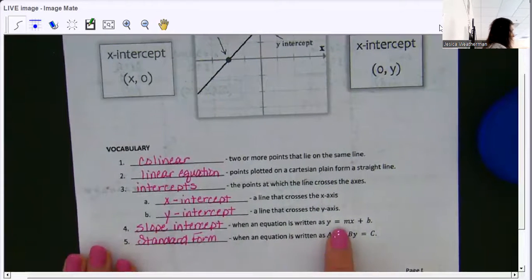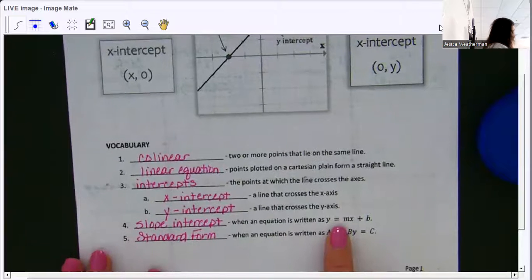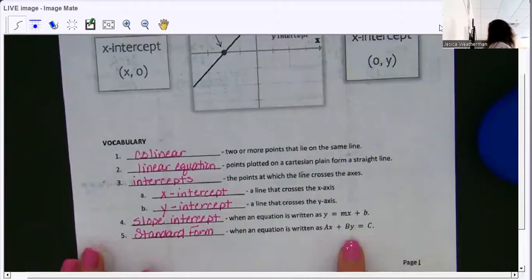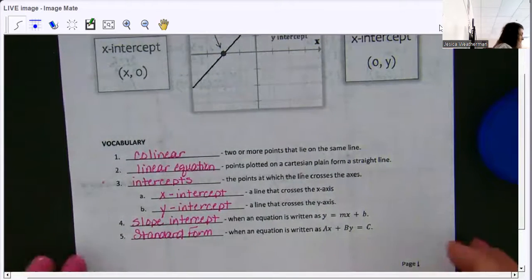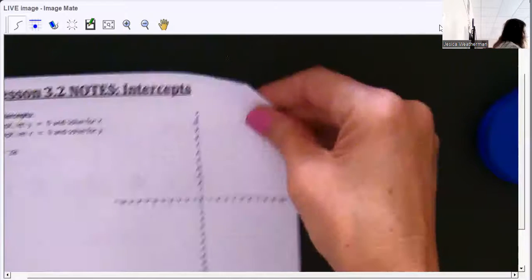Slope-intercept is when an equation is written as y equals mx plus b. Standard form is when ax plus by equals c is the form that you're seeing, and that's what we're going to work with today, the standard form of an equation. So let's go to page 2. What I want you to do on page 2 is just watch what I do first, and then you're going to write it down and then try another example.